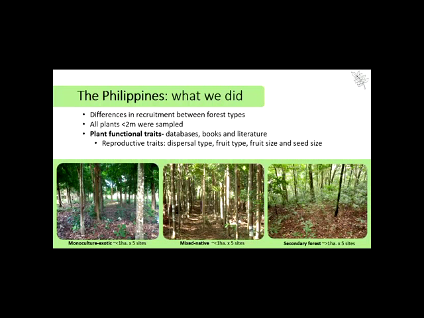So we sampled all plants below 2 metres in height, and identified them and worked out their relative abundances. And then from that we created a plant functional database where we got reproductive traits, which we chose to use, and extracted them from databases, books and literature sources. That included dispersal type, fruit size and seed size.